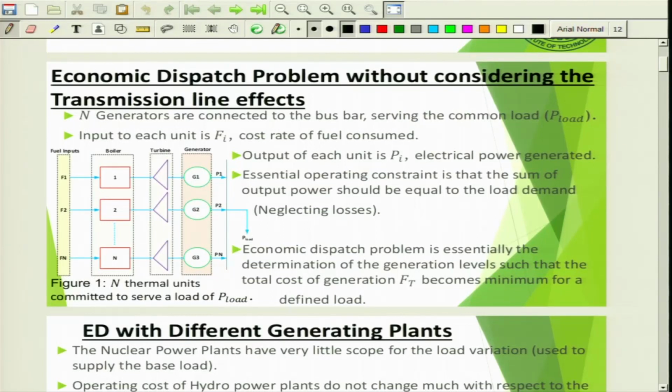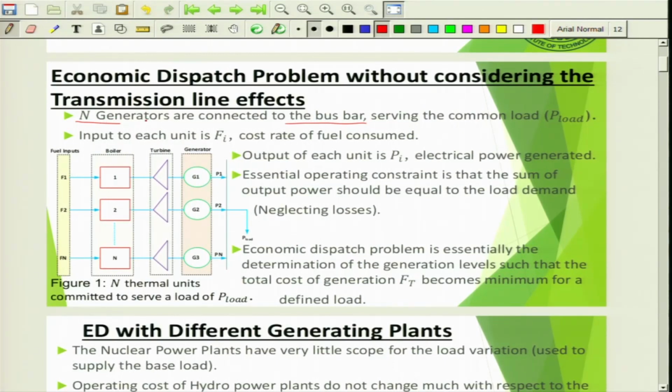Let's say there are n generators which are connected to the bus bar. I hope you are very much familiar with what we mean by bus bar. There is a bus to which you connect the lines, as well as there could be some loads connected to this bus. And to this bus bar there are n generators connected.